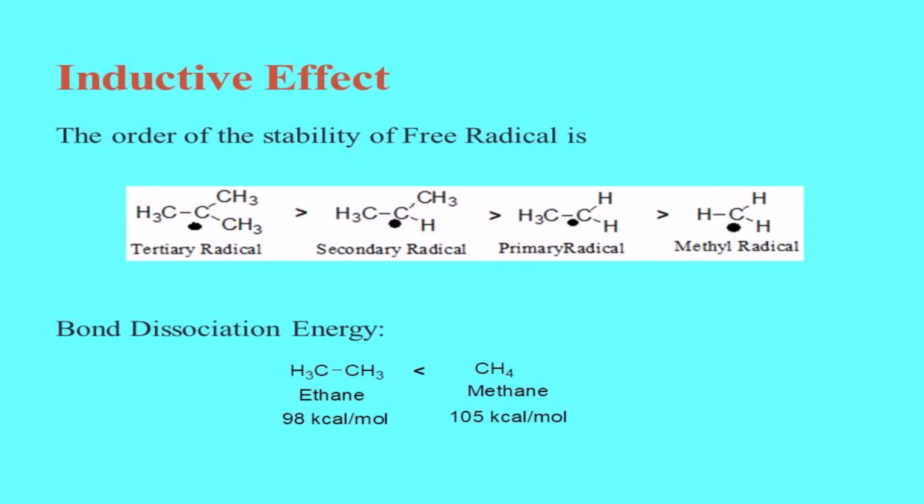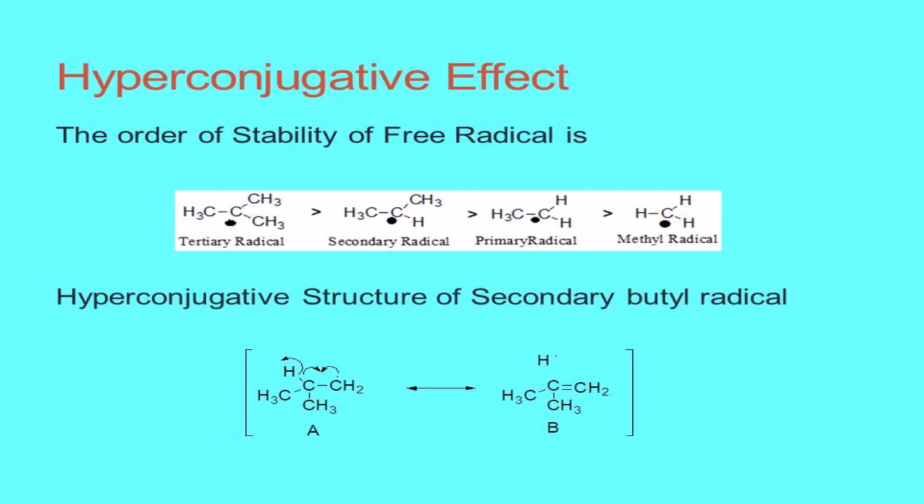Hyperconjugative effect. The hyperconjugative effect also contributes to the stability of free radicals, similar to its role in stabilizing carbocations. The stability of alkyl free radicals follows the order tertiary greater than secondary, greater than primary, greater than methyl radical. This trend can be explained by hyperconjugation, where the unpaired electron in a radical is delocalized onto the beta hydrogen. This delocalization imparts additional stability to the radical.